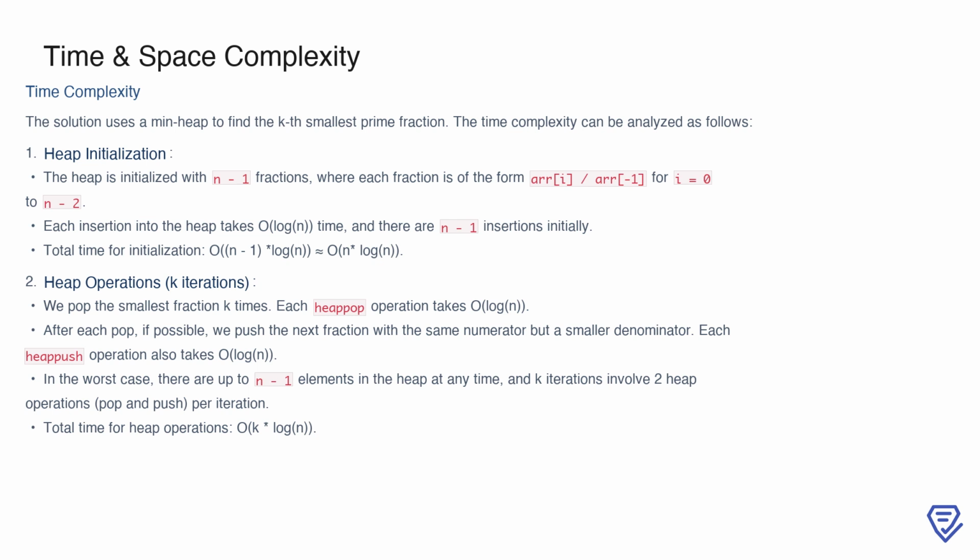Next, we perform heap operations over k iterations. For each iteration, we pop the smallest fraction from the heap, which takes O(log n), and if possible, we push the next fraction with the same numerator but a smaller denominator, also taking O(log n). This involves up to 2 heap operations per iteration, resulting in a total time of O(k * log n) for k iterations. Together, the heap initialization and the heap operations give us the overall time complexity of O(n * log n + k * log n).